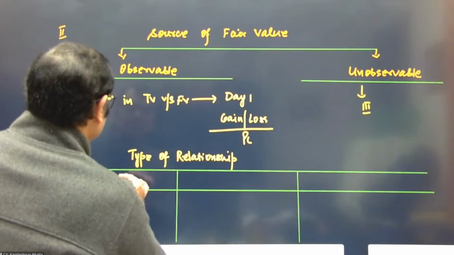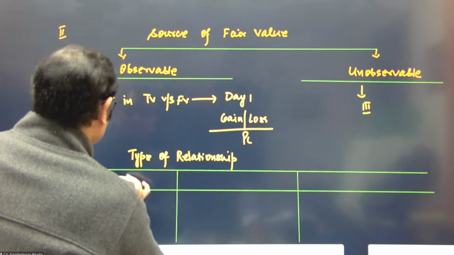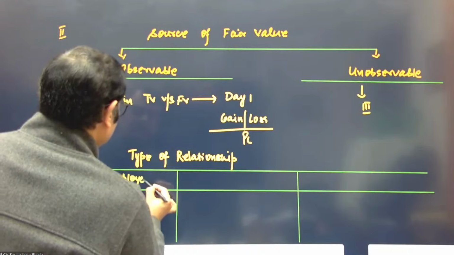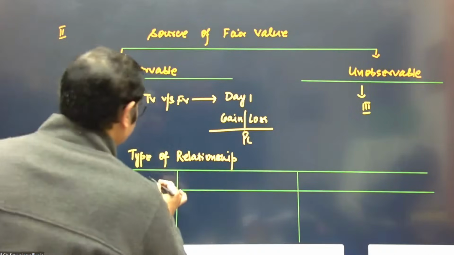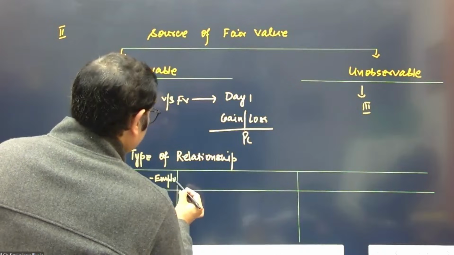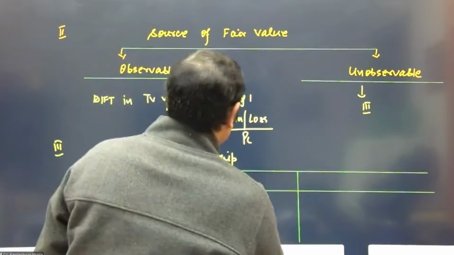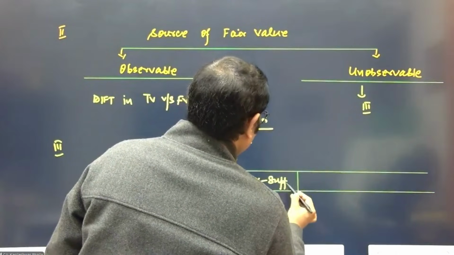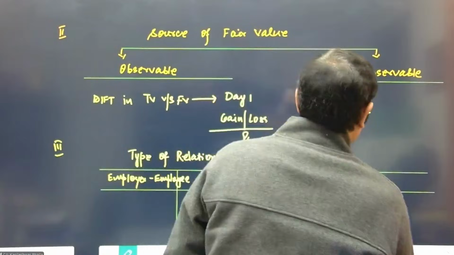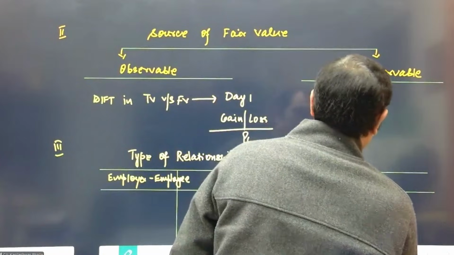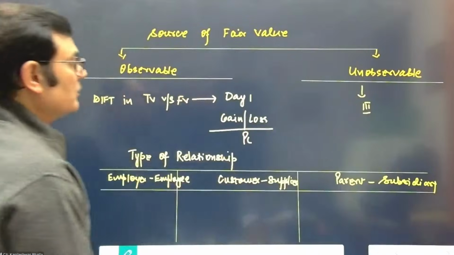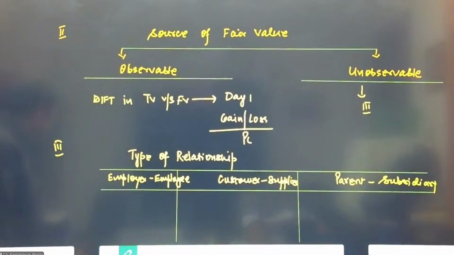The first one is going to be a case of an employer-employee relationship. The second case is going to be a customer-supplier relationship, basically lessor-lessee. And the third is going to be a case of a parent and subsidiary relationship. So depending upon these kinds of relations, we will accordingly take the difference in terms of accounting.